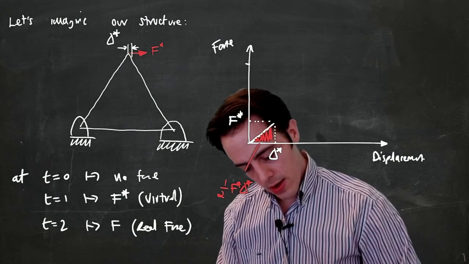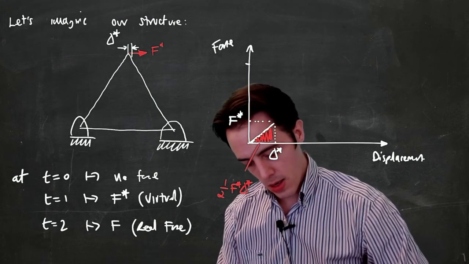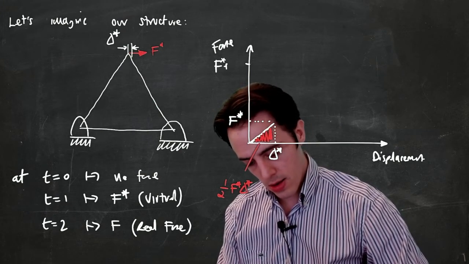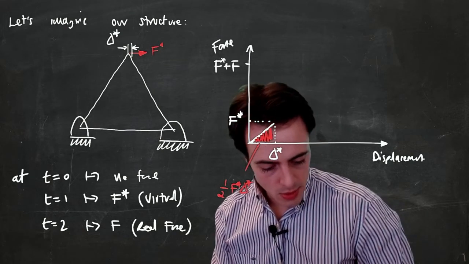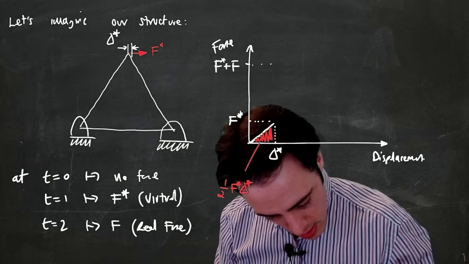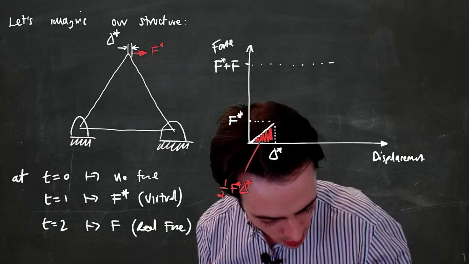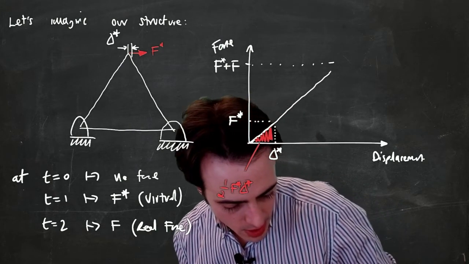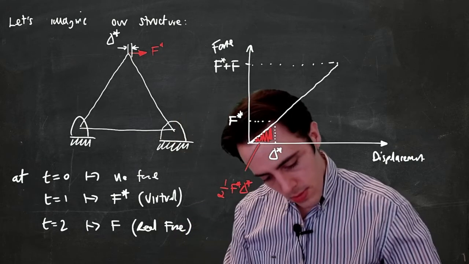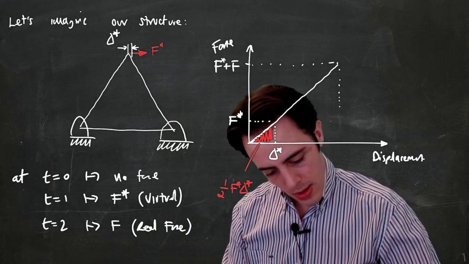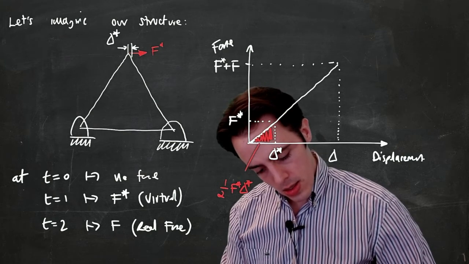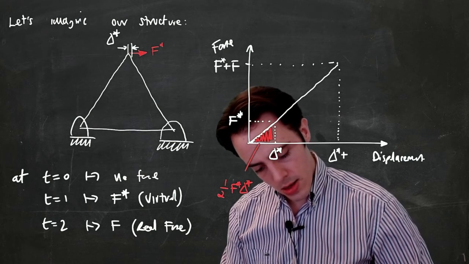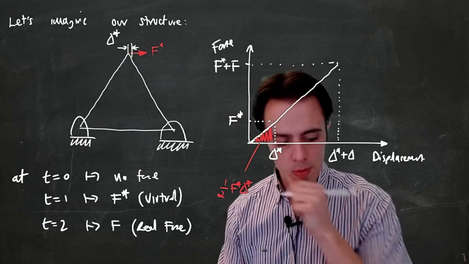So that takes us up to here. This is going to be F star plus F, or F asterisk plus F. We've got a linear structure that's going to take my line up to here. And it means that the total displacement is going to be delta star plus whatever the actual displacement of the structure would be.